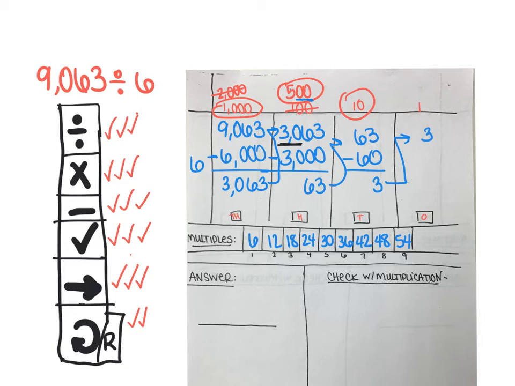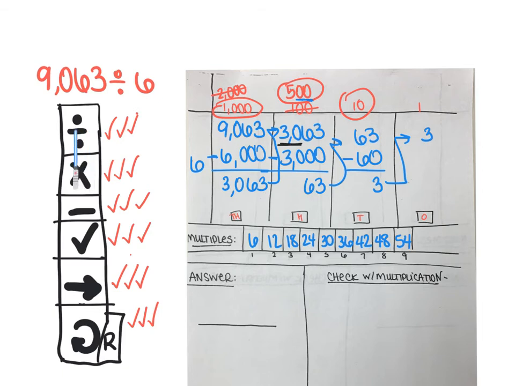Okay, and then I have checked off that arrow, and then my next step is to repeat. So I'm going to check off my R for repeat. And I'm going to go all the way back up to the top. So you notice we're just doing the same steps over and over again.